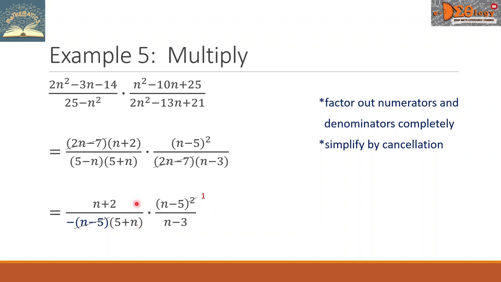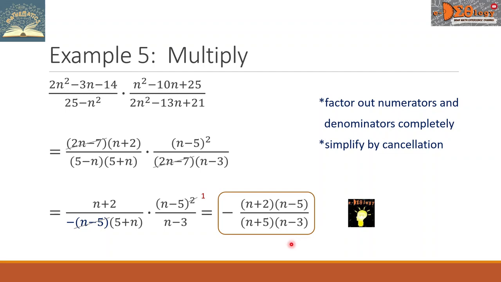So finally, we collect the remaining factors. This is negative, so we copy it here. And in the numerator, we have n plus 2 times n minus 5. All over, the 5 plus n, we can write as n plus 5 times the n minus 3. This is the final answer.